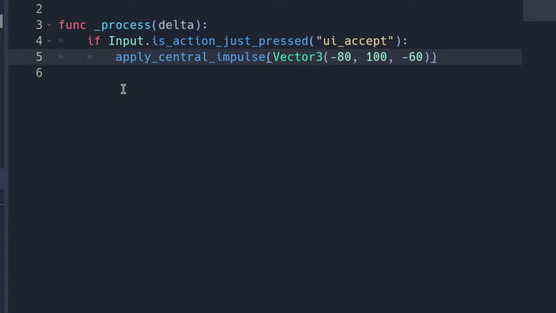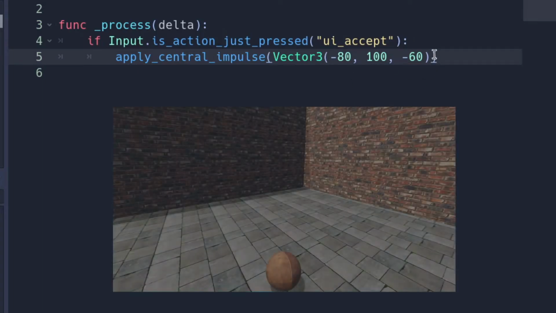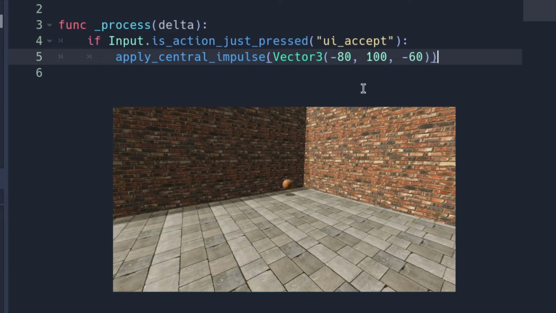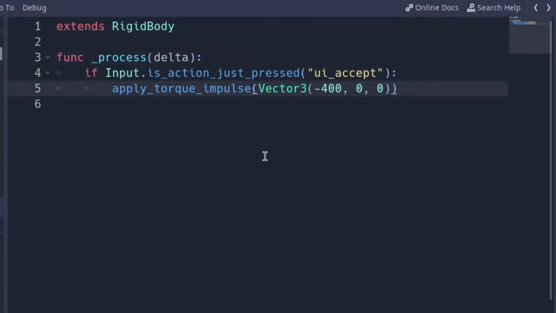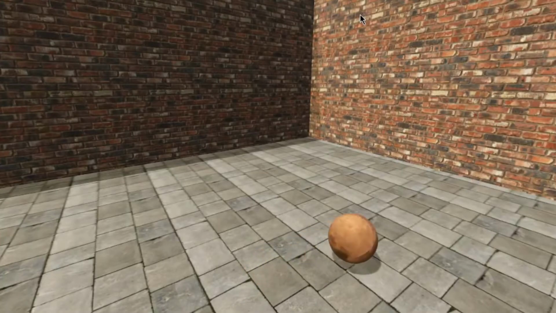So in 3D, it's pretty much the same. The only difference being that it takes a vector 3 as an input. Also note that these values are lower because in 3D, you use units to measure distance and not pixels. The apply torque impulse function also takes a vector 3 instead of a float. This right here means that we will give a torque impulse of minus 400 on the x-axis, which looks like this. The value needs to be a lot lower than in 2D, and it also seems to depend on the weight of your rigid body.